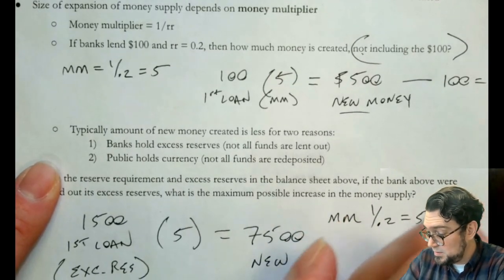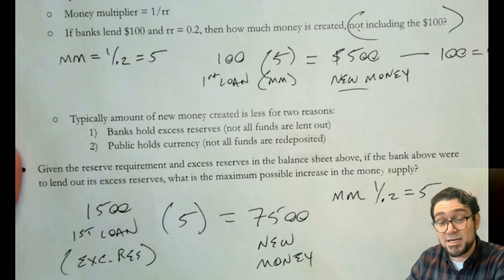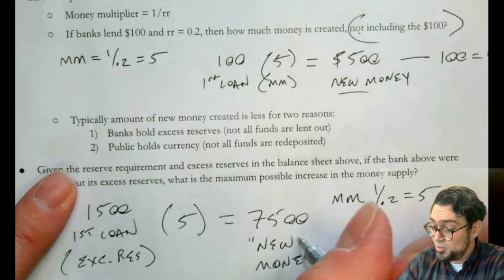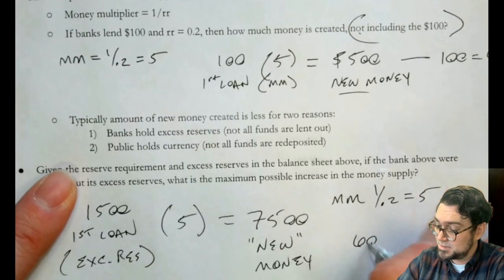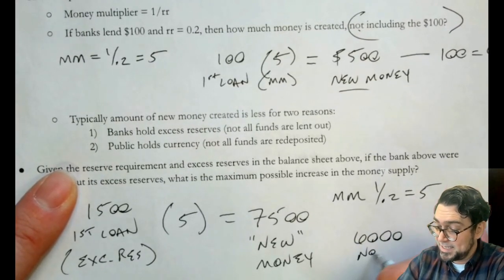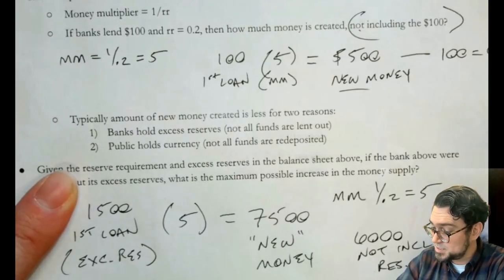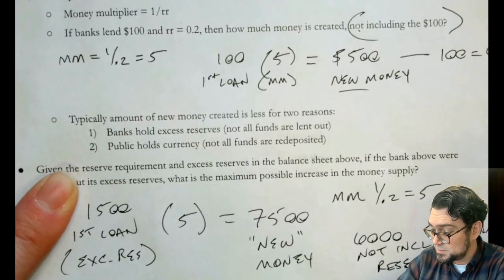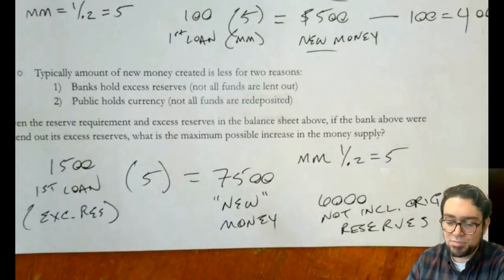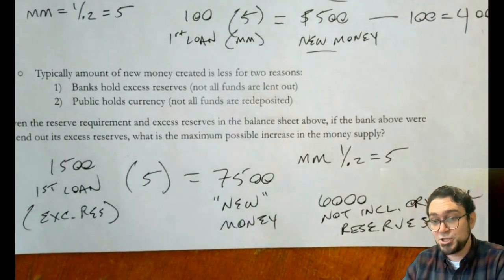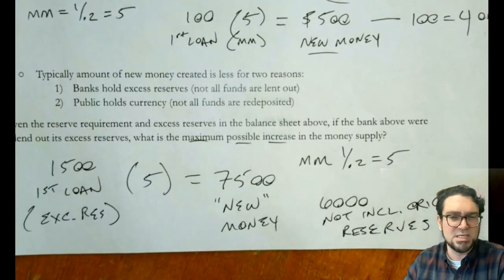$7,500 of new money. Now, an important part of that is to know that the excess reserves were already part of the money supply. They were already being counted. So maybe new money might be better thought of as only $6,000 of brand new money, not including the original reserves. Sometimes you're going to get a question that says make sure you don't include that amount, or you do include it. You just have to pay close attention. Are they talking about the total change, the maximum possible increase? That's 7,500. If it doesn't include the original, we would say 6,000.